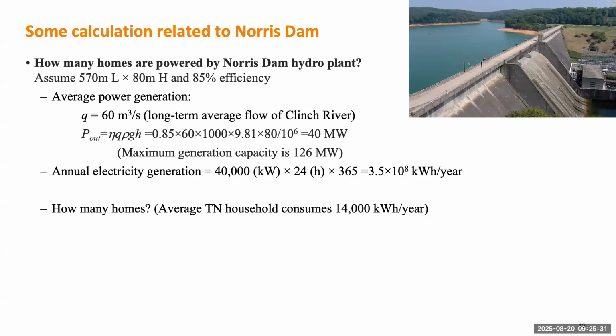How many homes can this power plant power each year? I can find the data from Google, which is 14,000 kilowatt hour per year for an average Tennessee household. Which means it can power 25,000 households. So that is about 29 to 30%, because the homes in Knoxville are about 85,000 homes. So quite a lot, a considerable portion of the residential load can be powered by this single power plant.